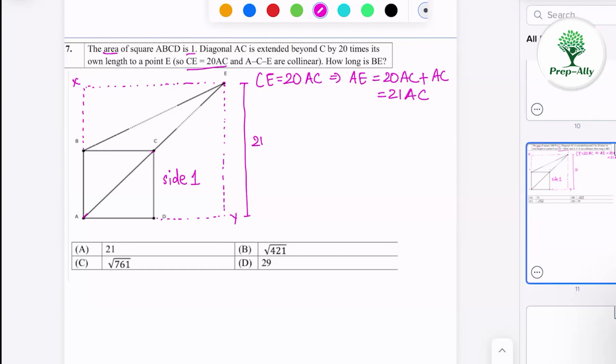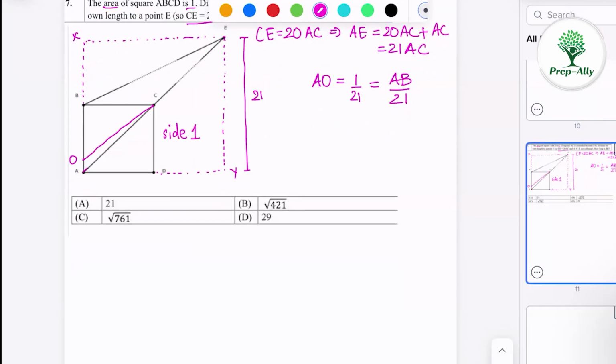And let's mark a point O on AB such that AO is equal to 1 by 21, that is AB by 21. So, and now let's connect OC. All right.